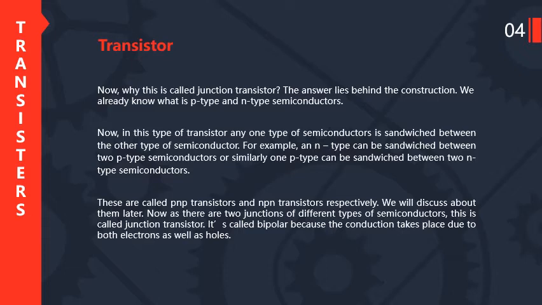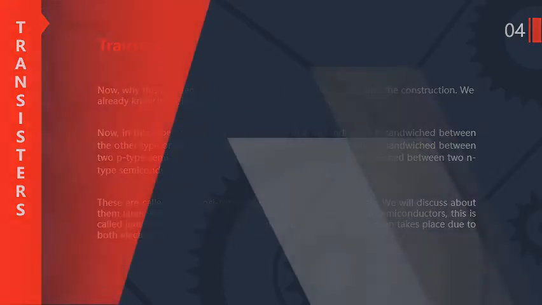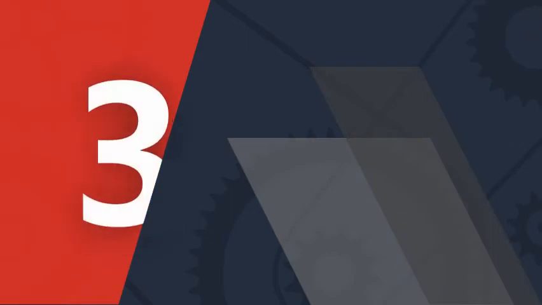Now, as there are two junctions of different types of semiconductors, this is called the junction transistor. It's called bipolar because the conduction takes place due to both electrons as well as holes. The next topic is a classification of transistor.